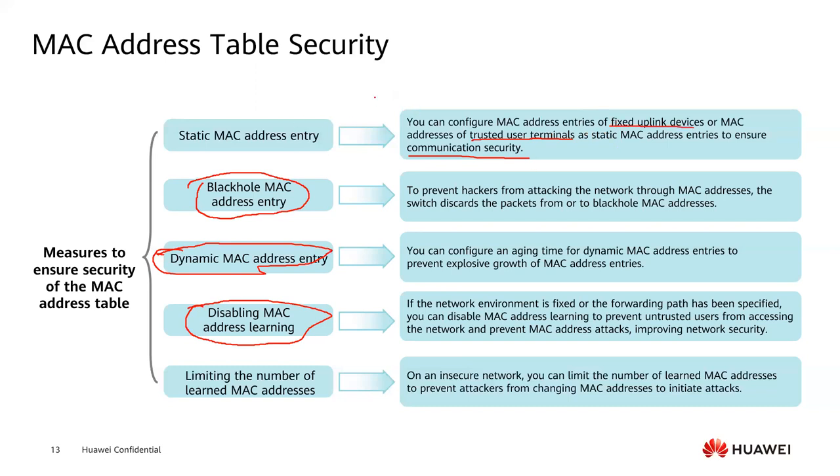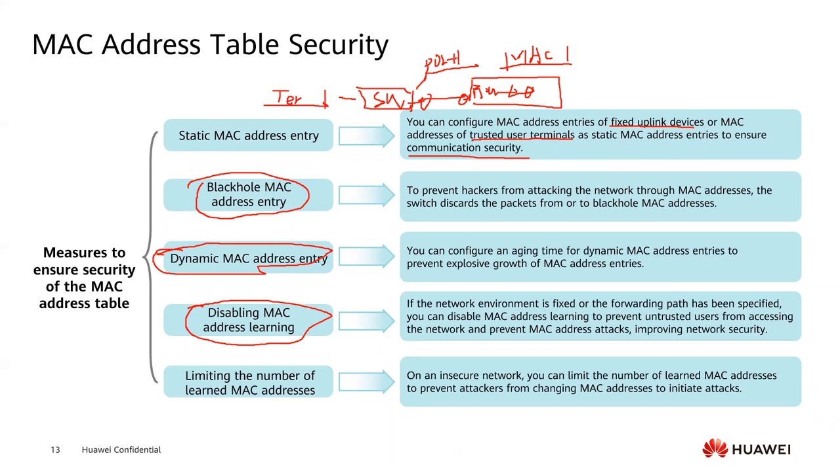For example, this is a switch, these are end users, which are terminals, and this is the router. As the network administrator plans, this port only has one upstream device, which is the router. So in the MAC address table, for this port, for example port one, there should be only one entry about this port.